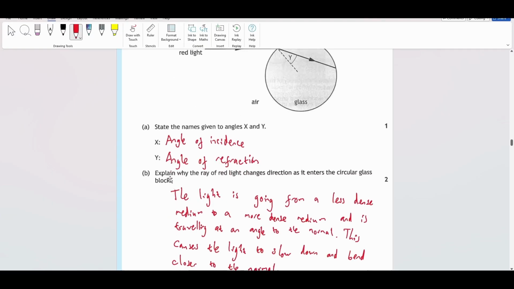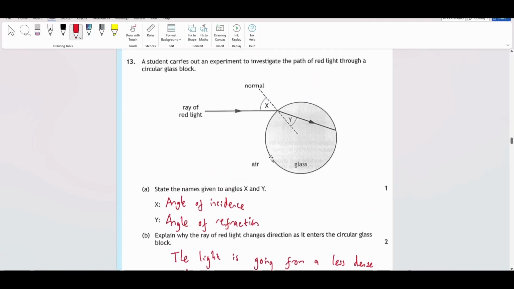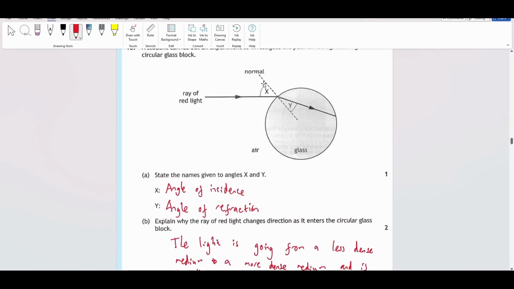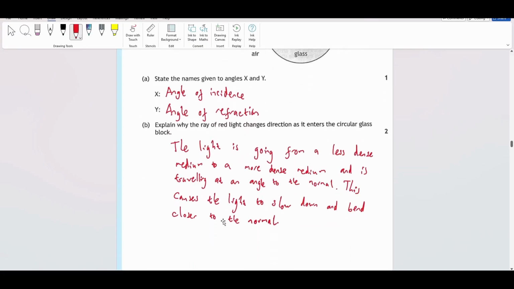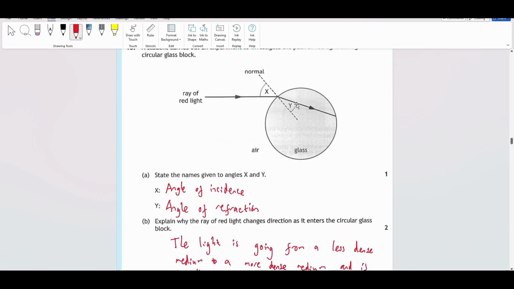For part b, we have to explain why the ray of red light changes direction as it enters the circular glass block. I've written the light is going from a less dense medium to a more dense medium as it's going from air to glass, and is traveling at an angle to the normal, which you can see here. This causes the light to slow down and bend closer to the normal, which is displayed in the diagram.